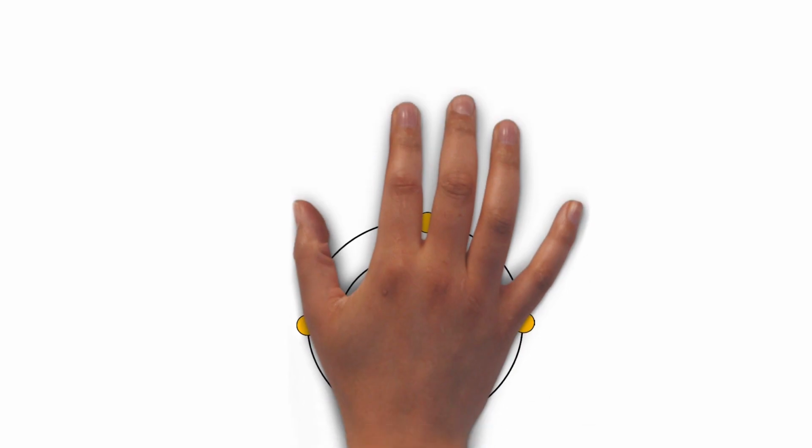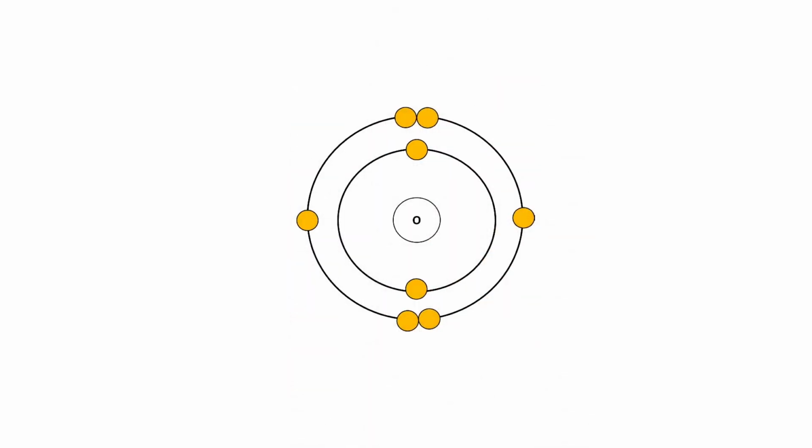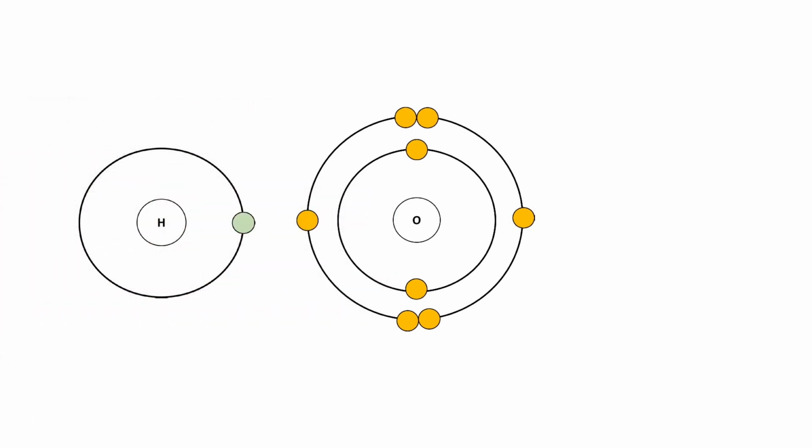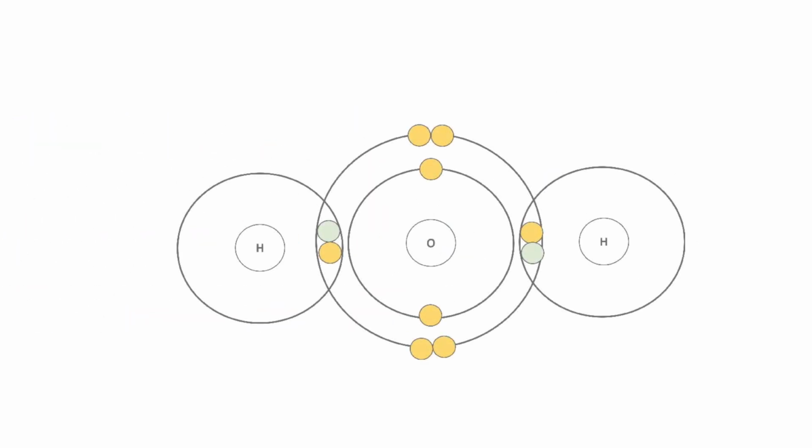Now we look at the electronic configuration. We have the oxygen atom, and it is joined together by 2 hydrogen atoms. So the sharing of electrons between the oxygen and hydrogen atoms will form the covalent bond.